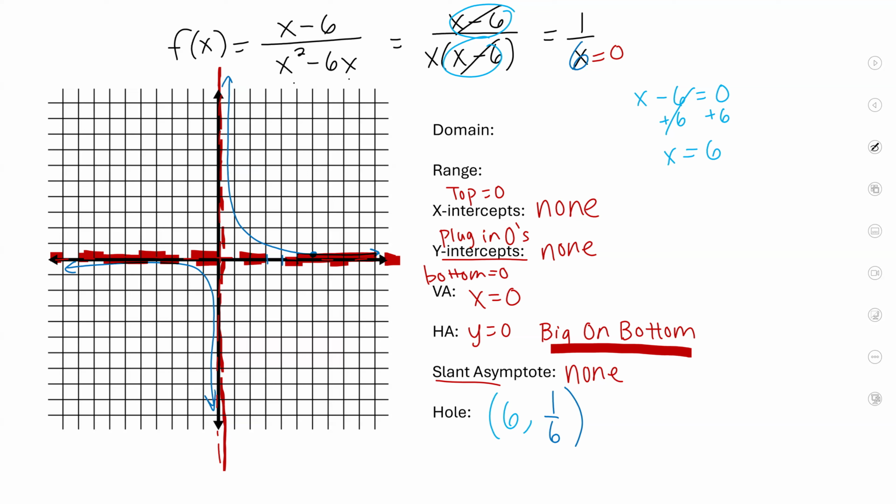Oh, you have a hole there. Let me write it as a hole and not a point. We fix that, and I'll make it a hole. You have a hole right there. The location of that hole is 6, 1/6. So your domain, x cannot be the vertical asymptote, which is at 0, or the x value of the hole. This is x, this is y. It can't be 6. The range, y, cannot be this horizontal asymptote at 0, or the y value of the hole, which is 1/6.